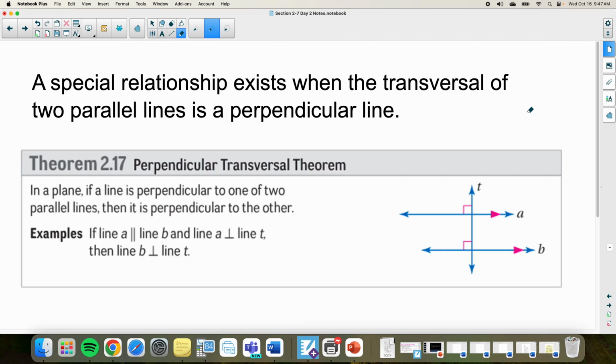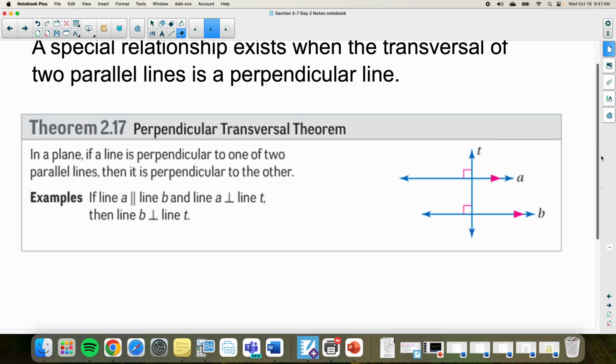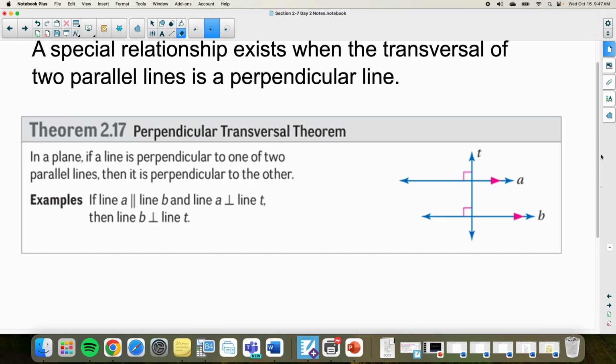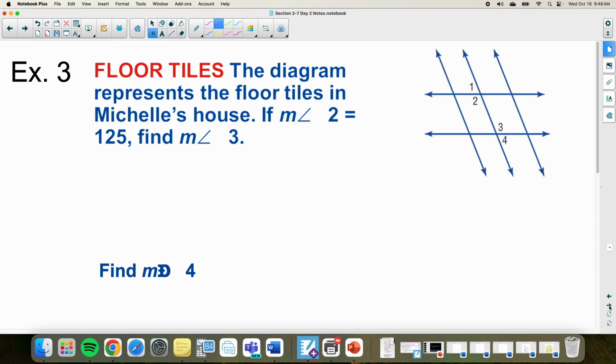Now this is a theorem that the book has. Honestly, I don't use it too much, but what it says is if you have two parallel lines and a transversal that's perpendicular to one of the parallel lines, it's also going to be perpendicular to the other. And then, do you guys remember if that's a right angle? Aren't all 4 of those right angles? Okay. And if this is a right angle, all 4 of these are right angles, so all 8 of them are right angles. Okay.